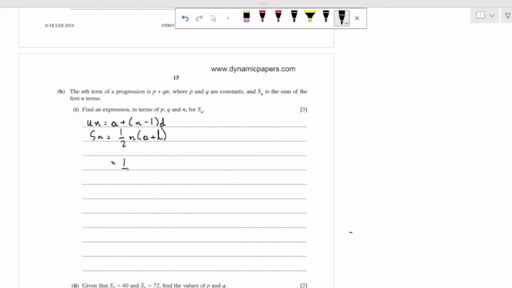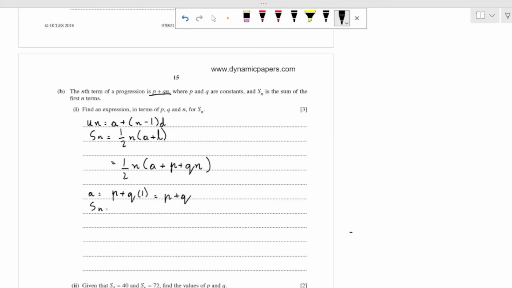So we can substitute l over here with 1 by 2 n (a plus p plus qn). But still this is not enough, because we need to find an expression that relates p, q, and n for Sn. There is a over here which we do not want in the formula. How do we get a? Well, we know a is the first term, and we know that this is an arithmetic sequence, which is equal to a plus n minus 1 d. So to get the first term, a, all we have to do is put 1 instead of n, because we're looking for the first term, and we get p plus q.